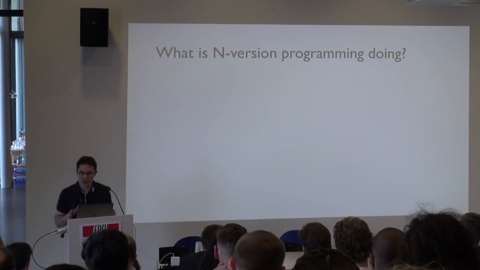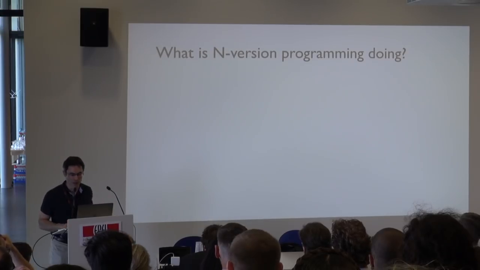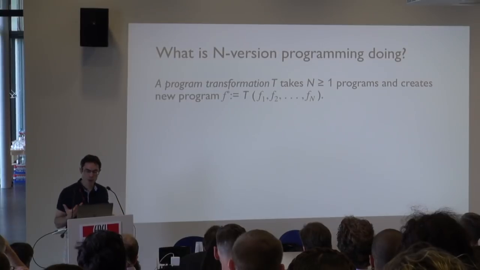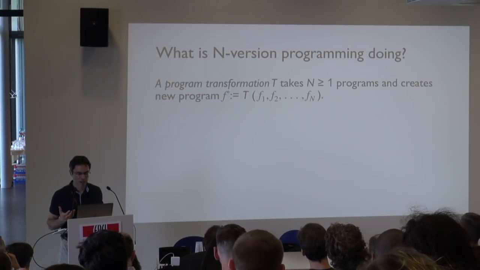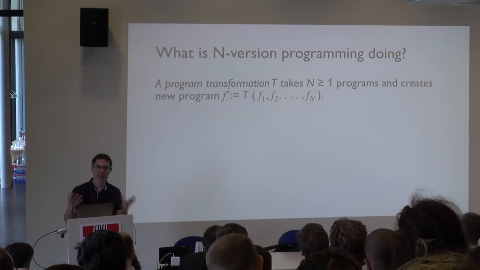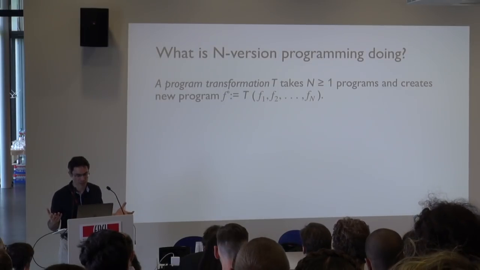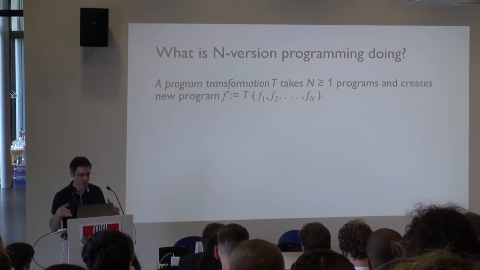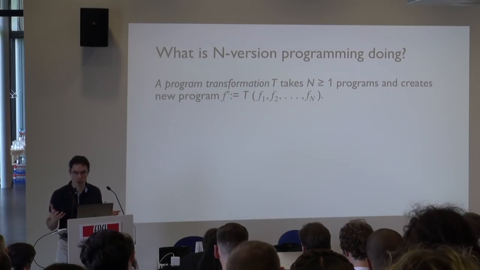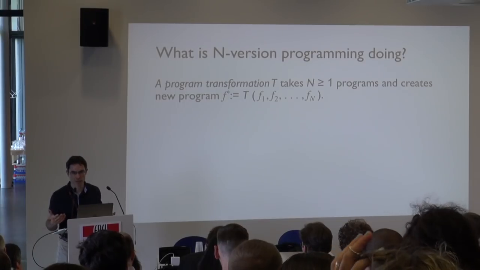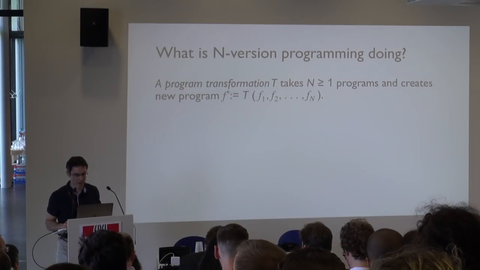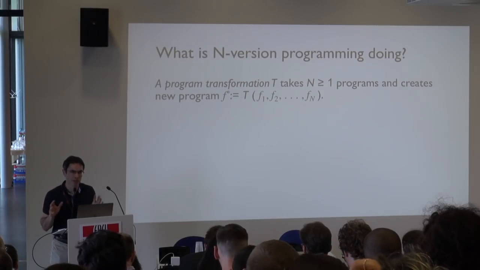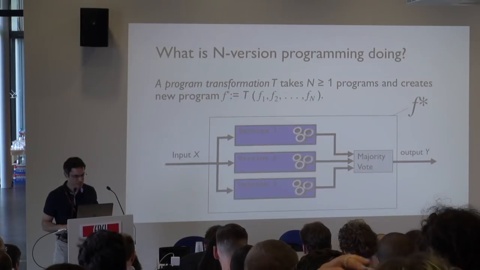To understand what it's doing, it's helpful to have a bit of formalism. We'll refer to it as a program transformation: a procedure that takes a collection of programs, like 3 programs, all aiming to accomplish the same goal, all with the same intended functionality and interfaces, and creates a new program from them, from this ensemble, the way that n-version programming does. And I'll denote by F star the kind of meta program that this transformation is creating.